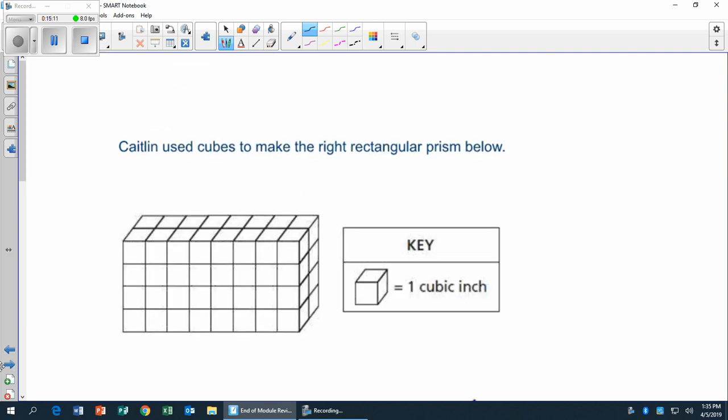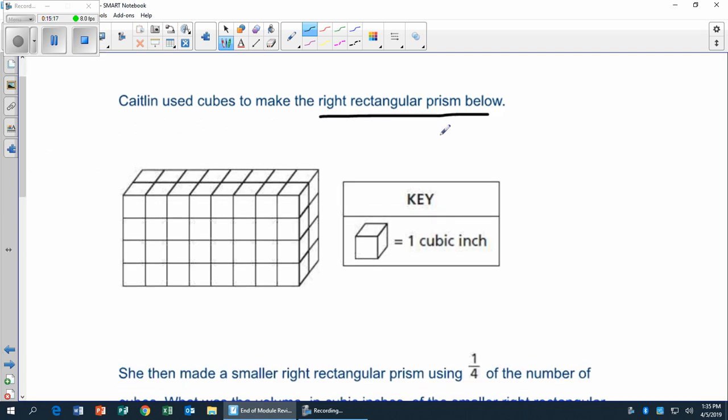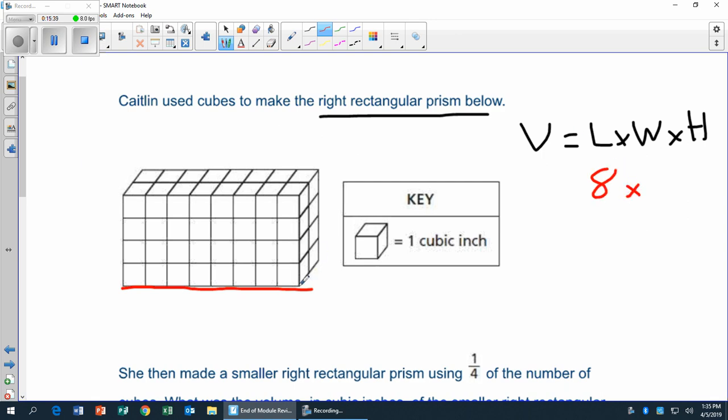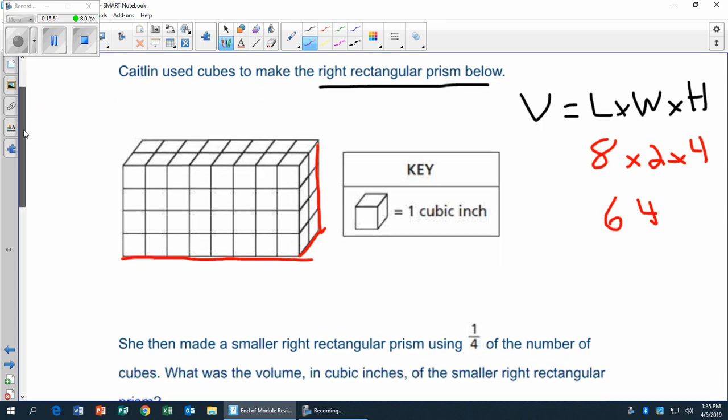Now we have Caitlin using cubes, and we have to read this question carefully. The first thing I'm going to do though is I see there's a right rectangular prism. So right away I start counting and I find our volume. And when I check this all out, I count this, it's 1, 2, 3, 4, 5, 6, 7, 8 is my length. My width is 2, and my height is 4. And when I multiply all these out, I get 64, and that's where some of you would try to stop. You have to read the rest of the question though.